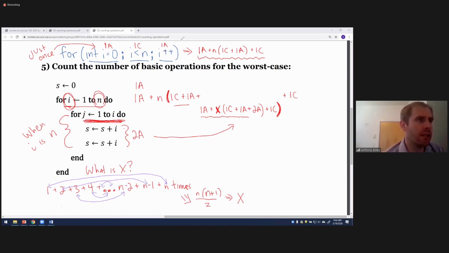So if we go back and think about this, I'm going to now count up all these terms. So we've got, in green, 3 operations that happen once. We've got 4 operations that happen n times. And then 4 operations that happen x times.